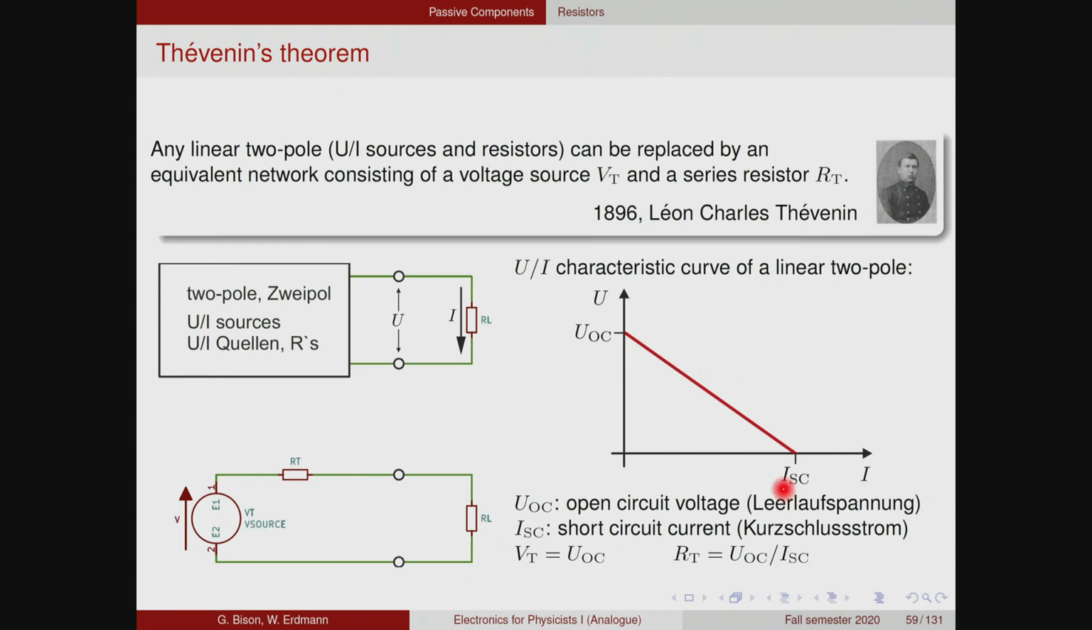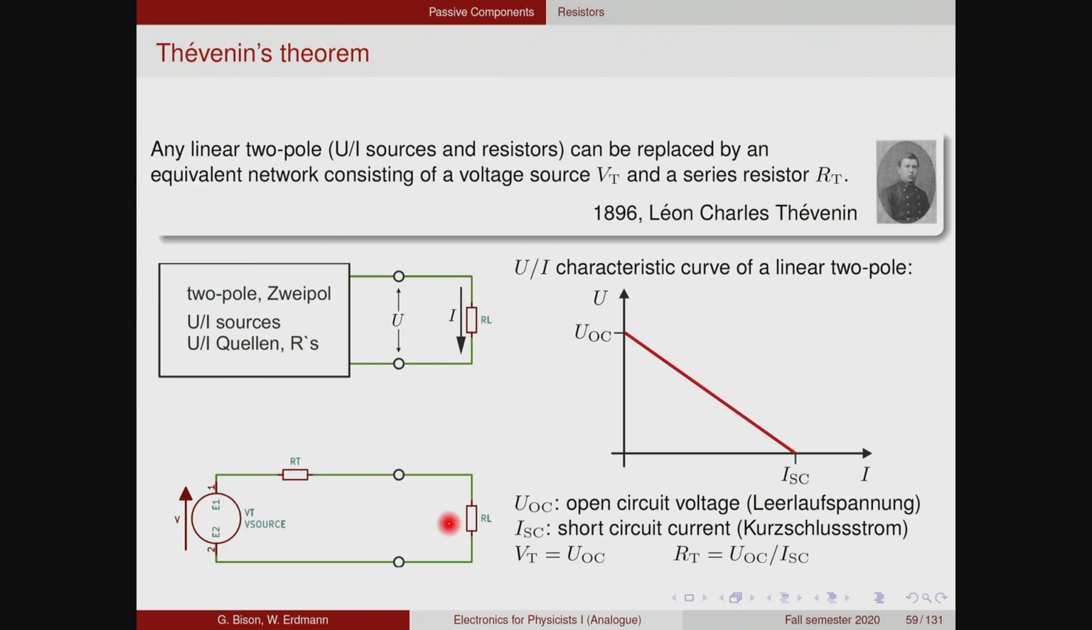Then we measure the short circuit current. So if we make the resistance here 0 and measure the current, then the voltage difference, of course, is 0 on this axis, and we see the highest possible current that comes out of the system. And if we know these 2 things, then we can compute the equivalent circuit.